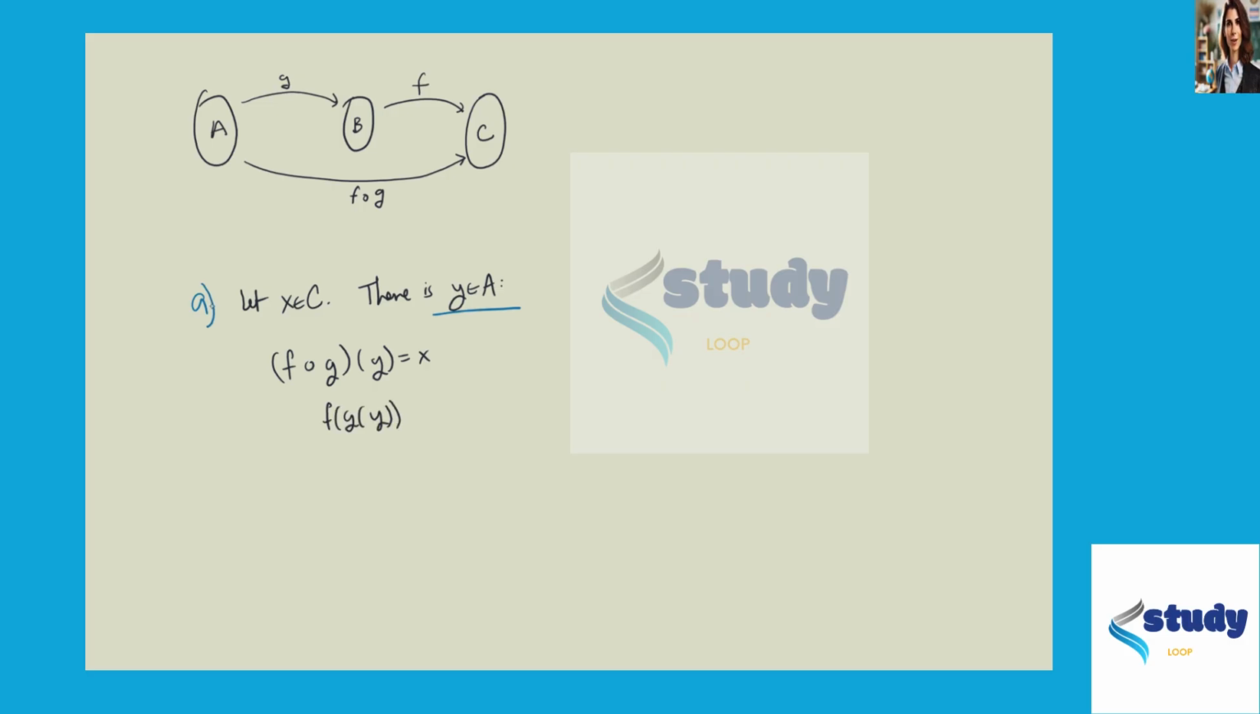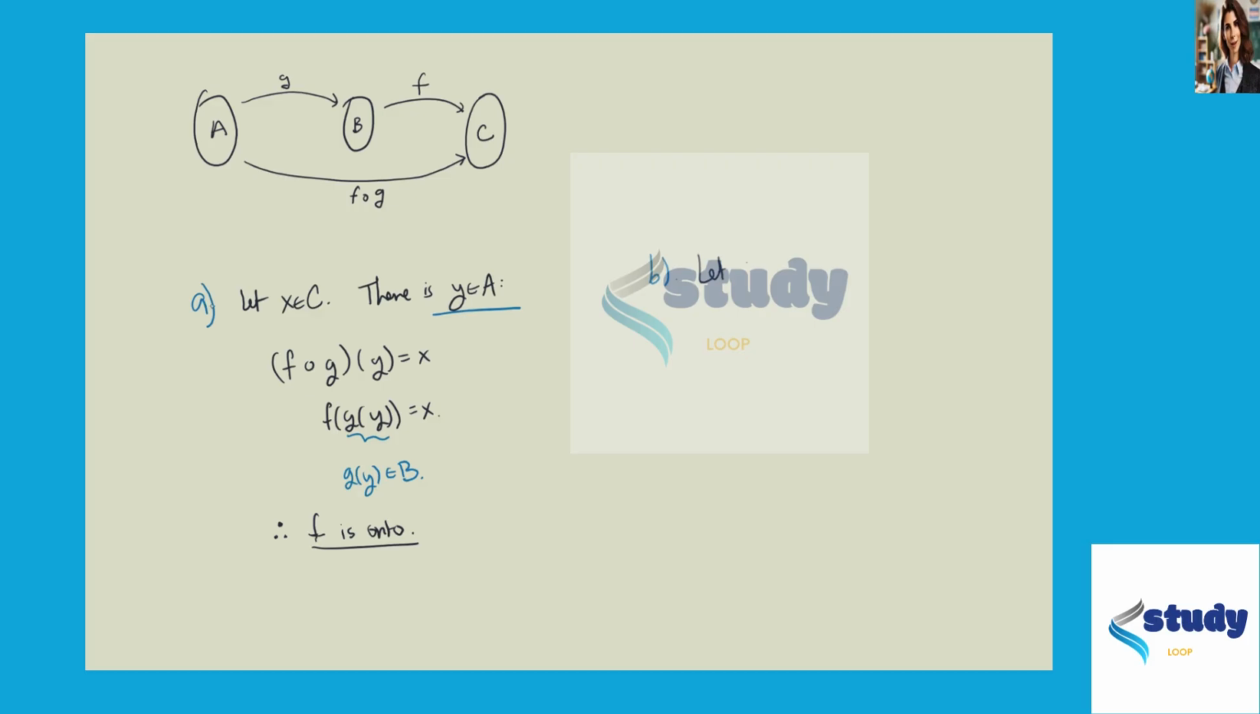Now, f composed with g of y can be written as f of g of y, and notice that g of y is an element of B, so we have found an element of B such that its image under f is x, and this means that f is onto. x was arbitrary.